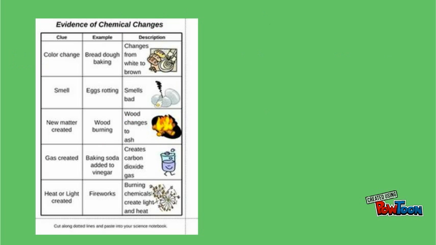Evidence of chemical changes would include a color change, a new smell, new matter created, if you evolve a gas, so if it bubbles, or if the reaction has a change in heat, either it gets hotter or it gets colder, or if it gives off light. That would be all evidences of chemical change.